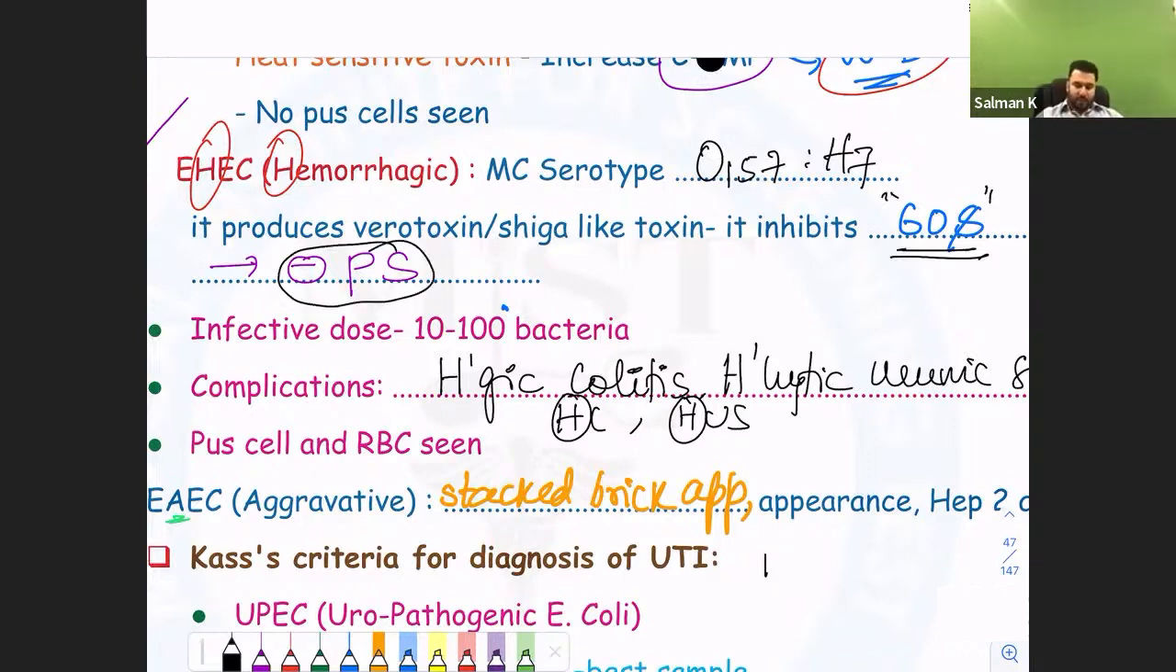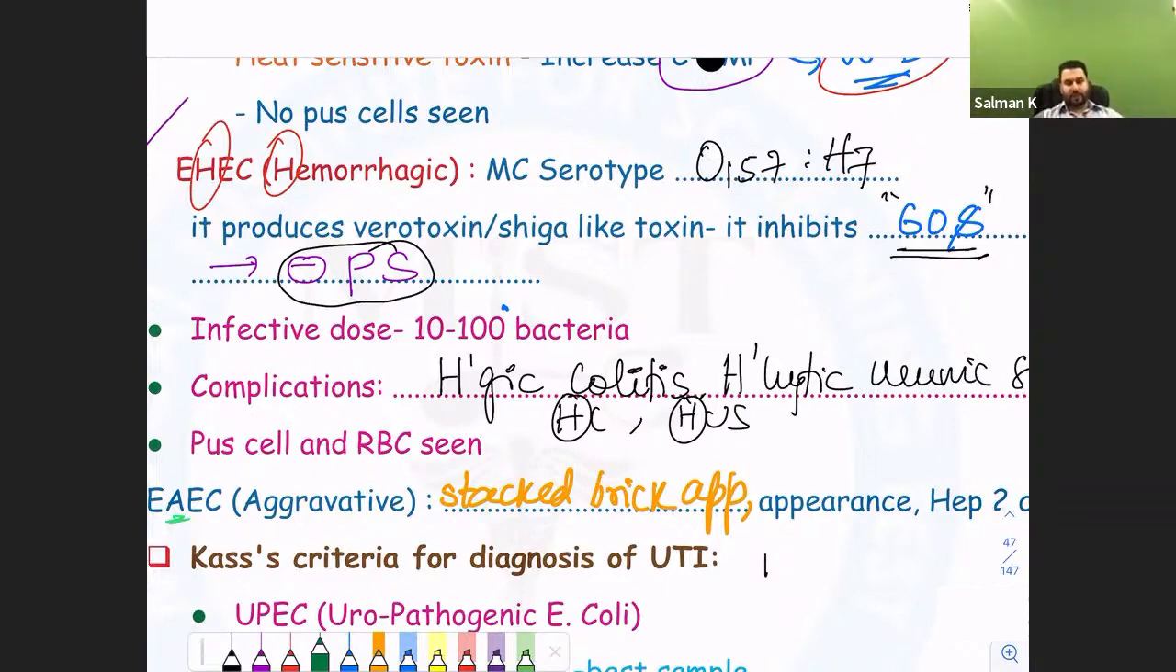Okay. And it's done by another organism also, Shigella. That's why the name is Shiga-like toxin. Are you seeing the word here? Shiga-like toxin. So you have Shiga toxin and then the Shiga-like toxin in this list here. Okay. Hope everybody understood the point that we are mentioning here.